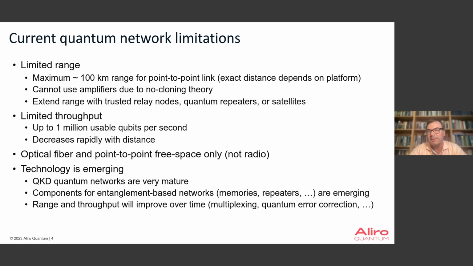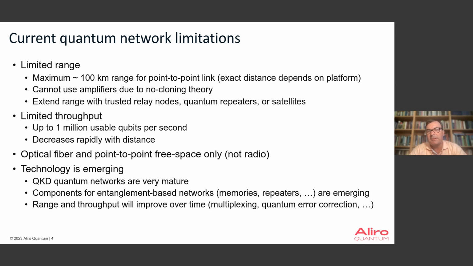The second limitation is that the throughput of a quantum network, expressed in qubits per second, is much lower than the gigabits per second or even terabits per second that you might be used to from your classical network. Once again, the exact limit varies, but about 1 million usable qubits per second is typical for currently available commercial products when the links are very short. Once we extend the distance and get closer to the limit of 100 kilometers, the throughput typically decreases down to a few thousand qubits per second.